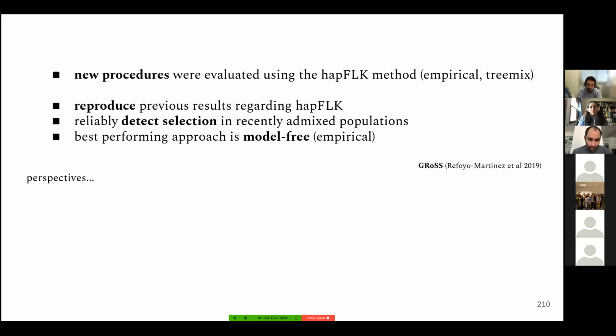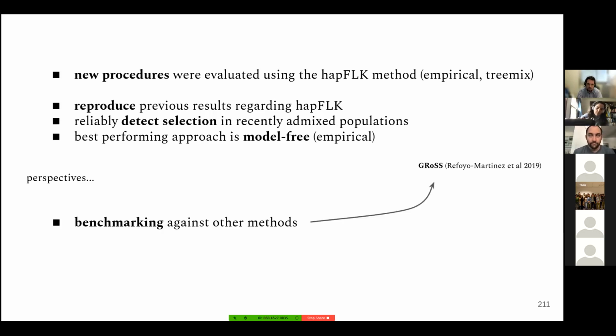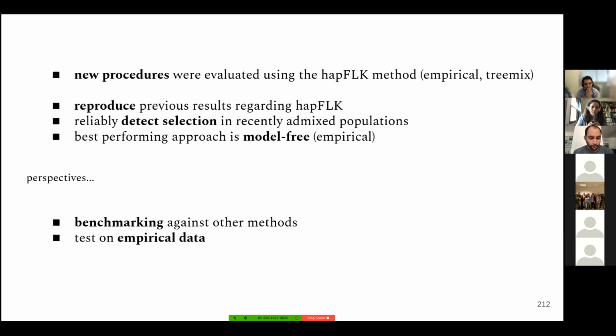So now, what could we do from here regarding future work? Well, what I think is that I should benchmark my results or at least the method against other methods to see how well it performs. I should also test it on empirical data and try to reproduce previous conclusions with empirical data, and maybe also include more methods for estimating covariance structure.